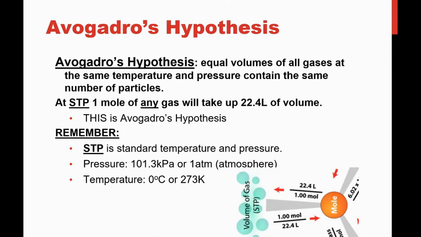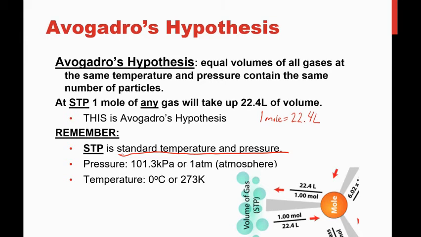That's called Avogadro's hypothesis. Avogadro's hypothesis states that equal volumes of all gases at the same temperature and pressure contain the same number of particles. So when you do the research and you run an investigation, you realize that at STP, STP is standard temperature and pressure. At STP, 1 mole of any gas equals 22.4 liters. So 1 mole of any gas equals 22.4 liters, and that's your conversion factor.